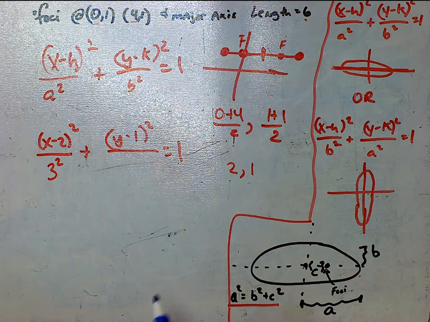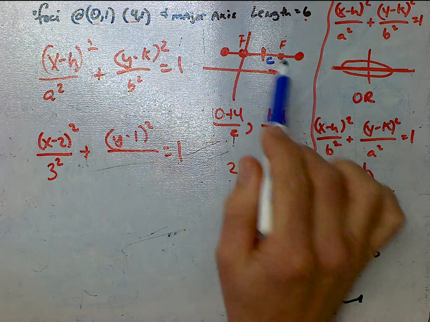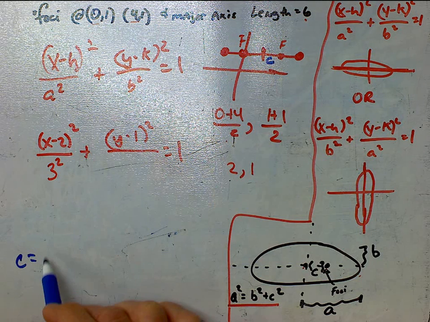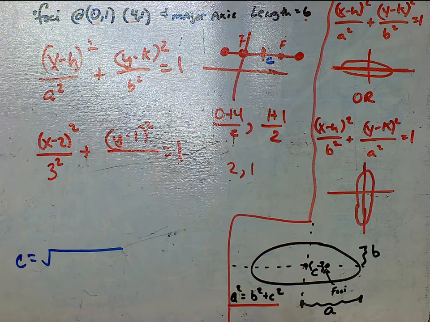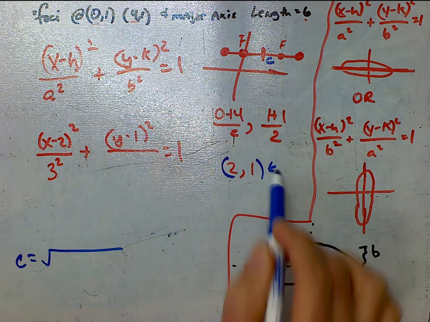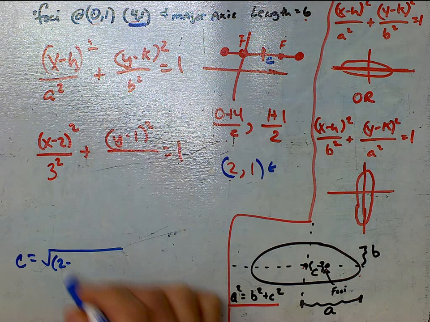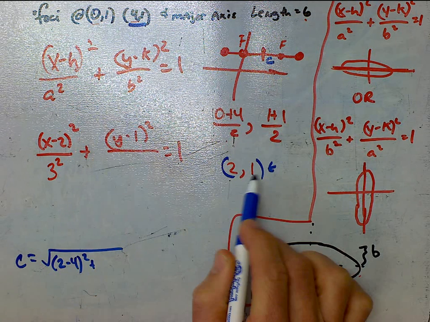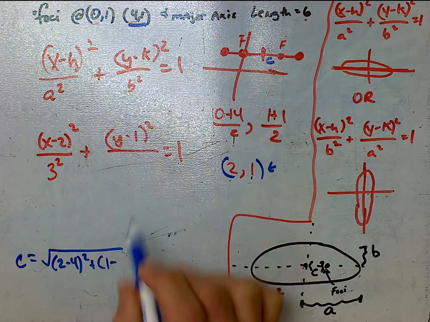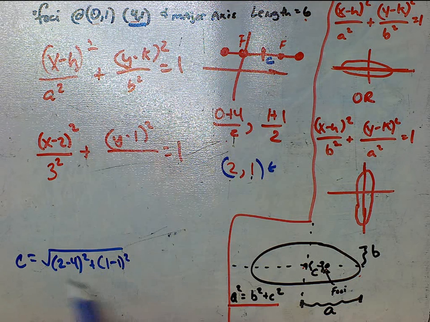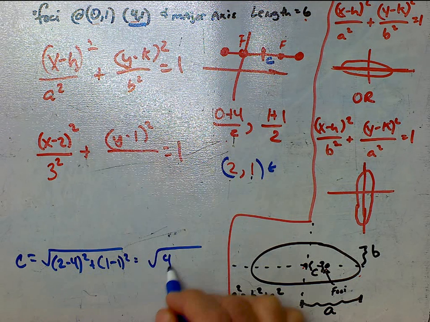And c is this distance from the center to the focus. To find c, I'm going to use the distance formula. This is my center point. So c is the square root of (2 minus 4) squared, plus, from the center, (1 minus 1) squared. So it's going to be the square root of negative 2 squared, which is 4, then that's 0, and so c is going to be 2.